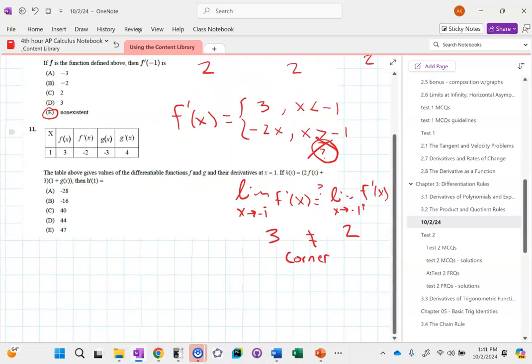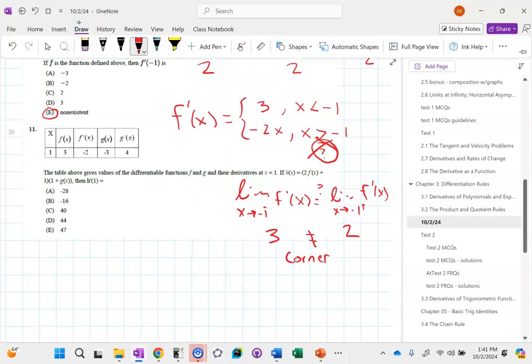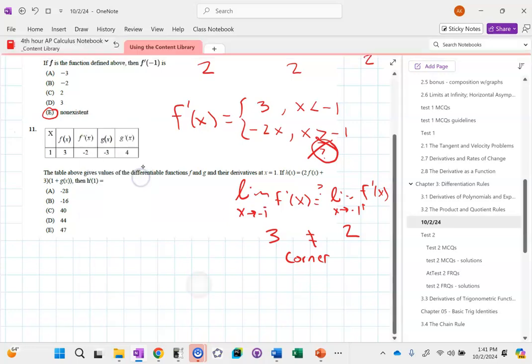All right, for 11, I'm going to do my work in a different color. So if you go back and look at this, it's clear what work goes with what, since I was kind of all over the place and used a lot of space. It says the table above gives the values of differentiable functions f and g and their derivatives at x equals 1. If h of x equals 2 times f of x plus 3, times 1 plus g of x, then h prime of 1 equals what?